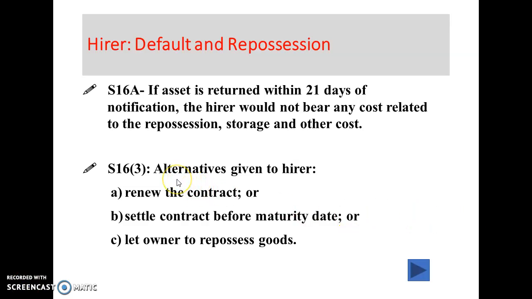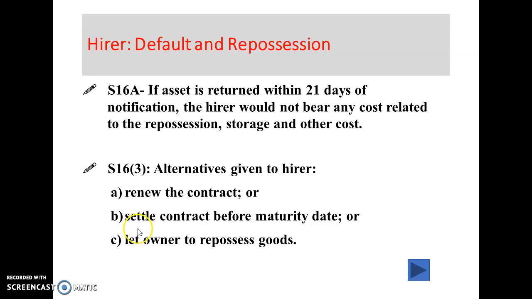Hello. Okay, let's continue our lecture on repossession in the books of the hirer. Just now we have already presented the options available to the hirer in the case of repossession. The first one is if the hirer decides to renew the contract, and the second one we looked at is what if the hirer settles the contract before its maturity date.